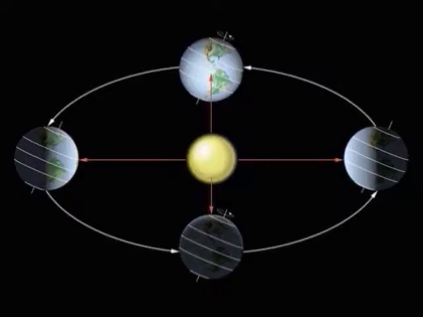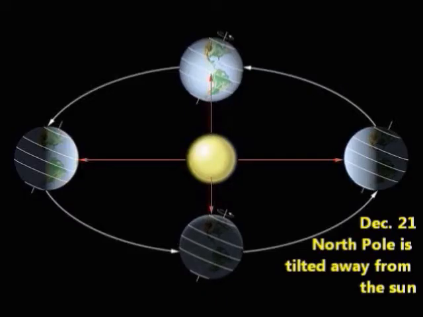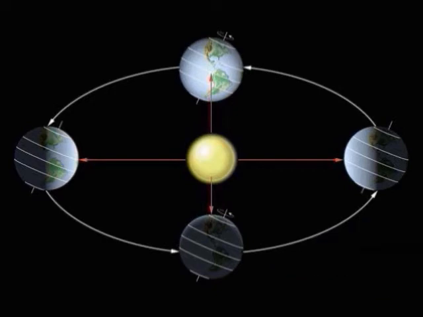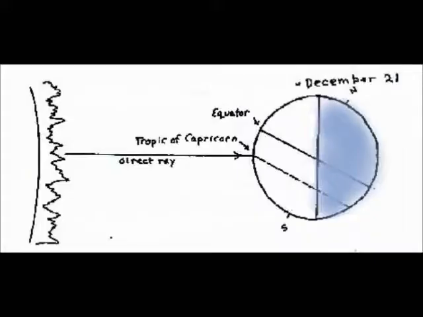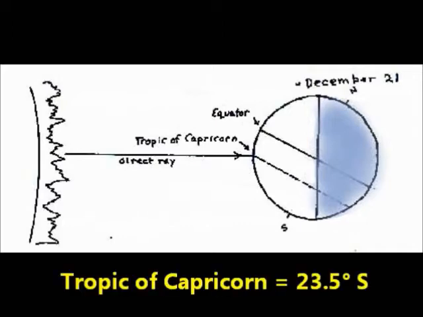You'll notice on the other side here that the North Pole is pointed away from the sun, and so that would be winter in the northern hemisphere and summer in the southern hemisphere. On December 21st, when the North Pole is tilted away from the sun, light is directed at the latitude 23.5 degrees south of the equator, which is known as the Tropic of Capricorn.